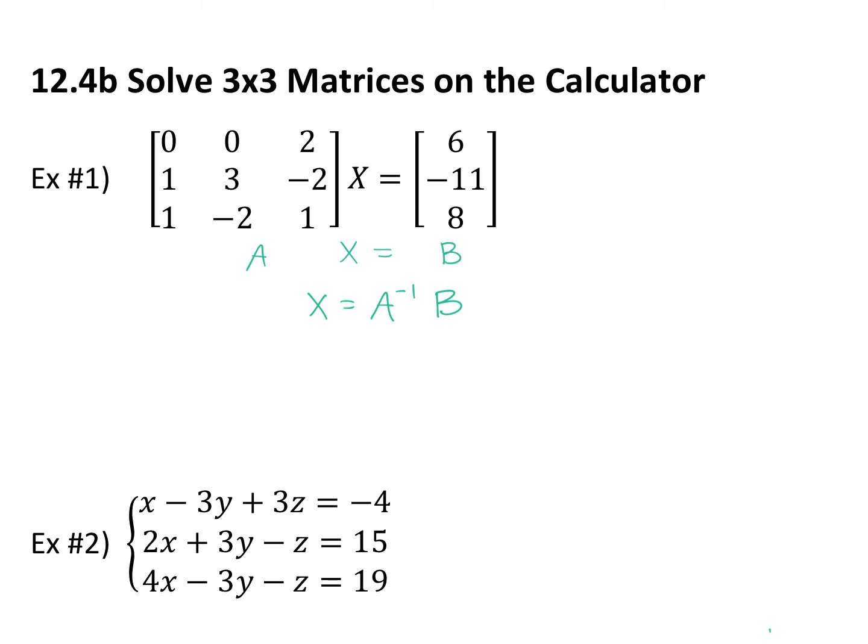Okay, so now you're at the point where you've stored your matrices. We need to do what I wrote on the screen, inverse of A times B. So we're going to go second matrix, select matrix A, so enter. How do I make it an inverse? X to the -1, this button right here.